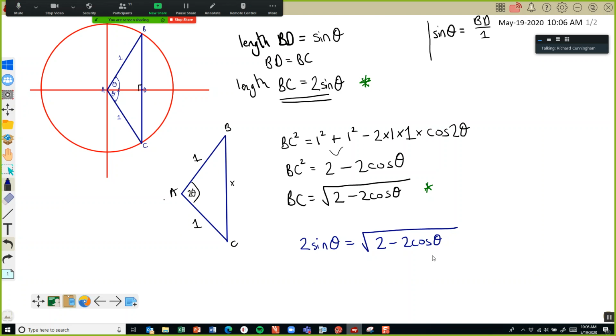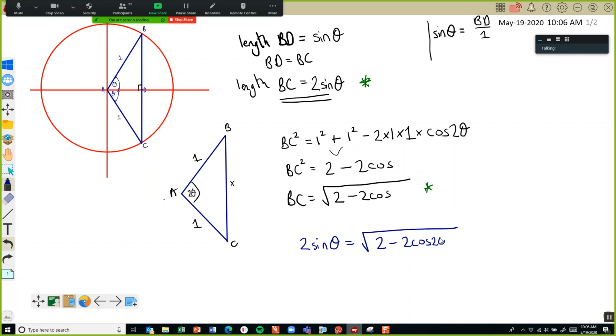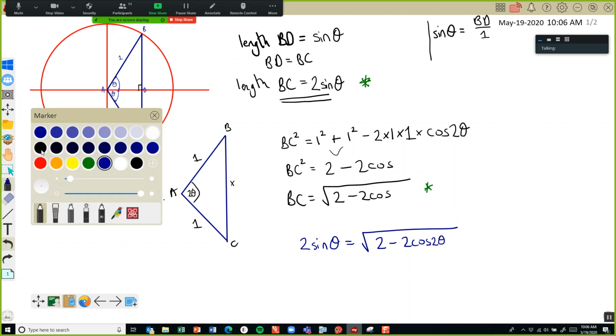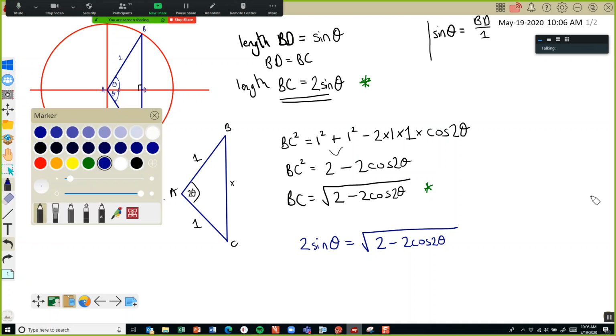Oh, what have I left off? 2 theta, isn't it? Yeah, my bad. 2 cos 2 theta. Okay, so our aim here is to get a formula with a double angle. So here's my double angle. So I want to try and get this cos 2 theta by itself.